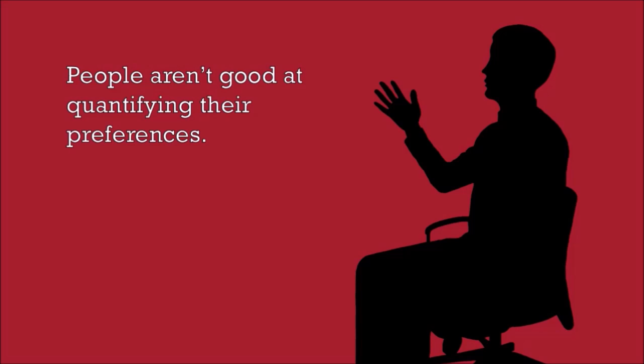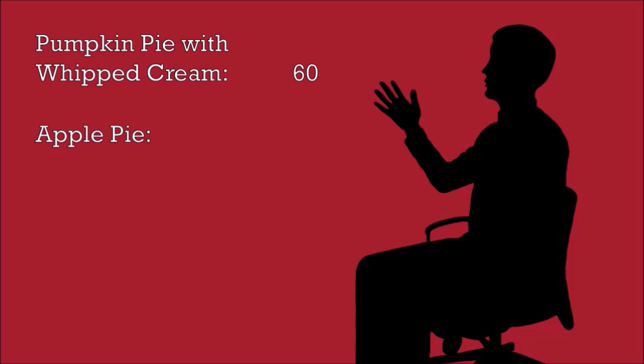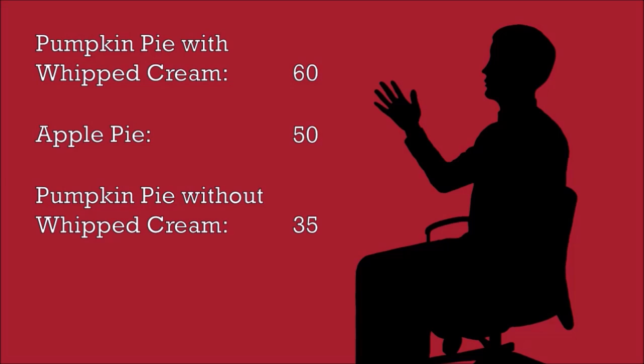Fair enough, but I still have another reservation. People aren't good at quantifying their preferences. Do you really value pumpkin pie 10 points more than apple pie as long as whipped cream is available, but 15 points less if it isn't? What does saying that even mean?